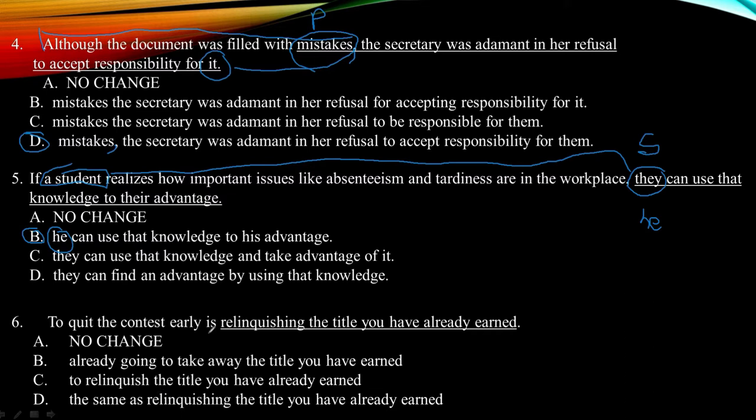Number B. To quit the contest early is relinquishing. Well, it looks to me like we have two things right here. This is comparison and contrast, isn't it? To quit the contest early is, it should be to relinquish, because we have an infinitive here, we have to have an infinitive there. So where is it? To quit the contest early is here, to relinquish the title you have already earned. There we go.